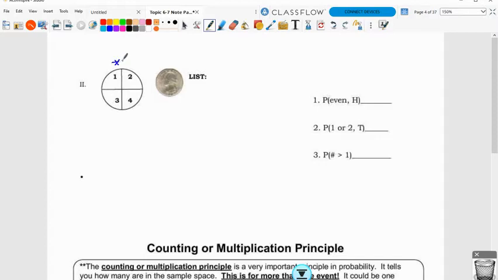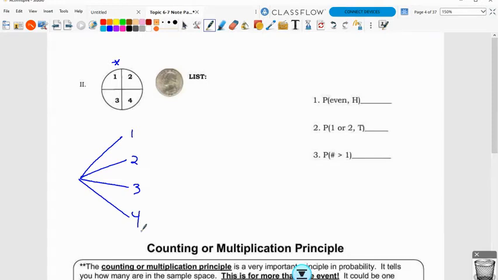I'm not going to make two branches, one for spinner, one for coin. No, I'm going to look at each one of these individually. I'm starting with the spinner, and notice that there are 4 different sections to that spinner. So that means that there are 4 possible choices, so I need to have 4 different branches for my spinner. And I'm going to label them 1, 2, 3, and 4. Those are the possible outcomes that you can get when you spin the spinner.